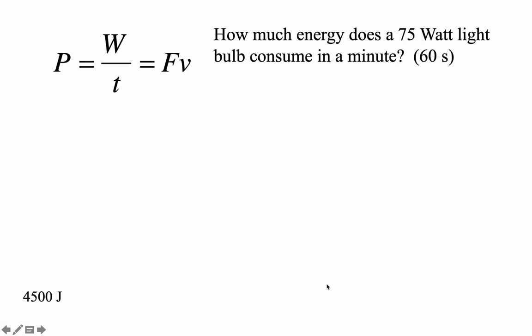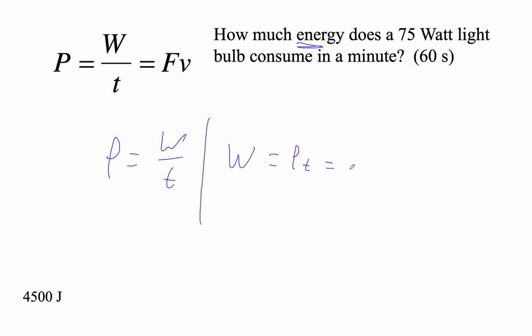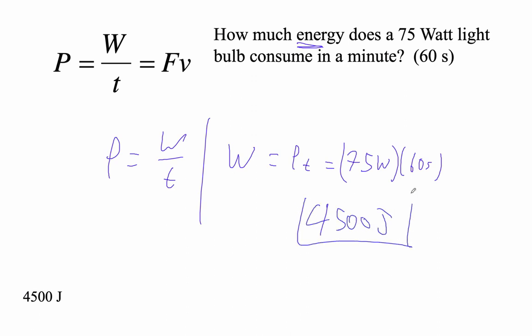So let's look at the second problem here. How much energy does a 75 watt light bulb consume in a minute? Okay, so power is work divided by time. So therefore work, which is, by the way, the energy, right? Work is power times time. So that is 75 watts times 60 seconds. We must multiply 60 by, let's see, what is that? That is going to be 4,200 plus 300. That's going to be 4,500, right? We can do that in our heads. We don't need a calculator.